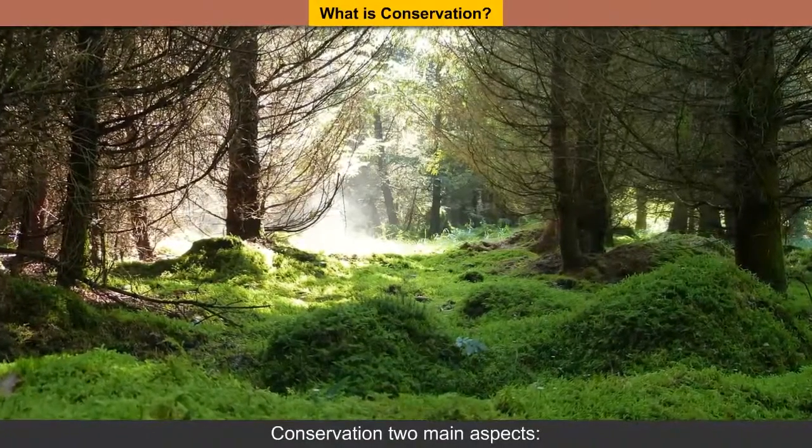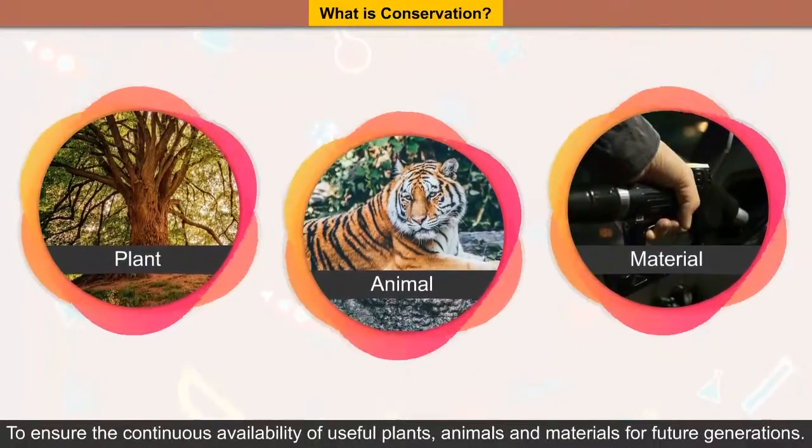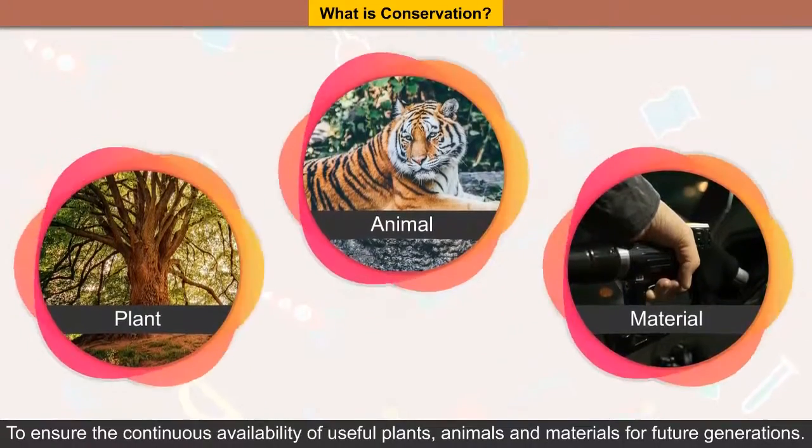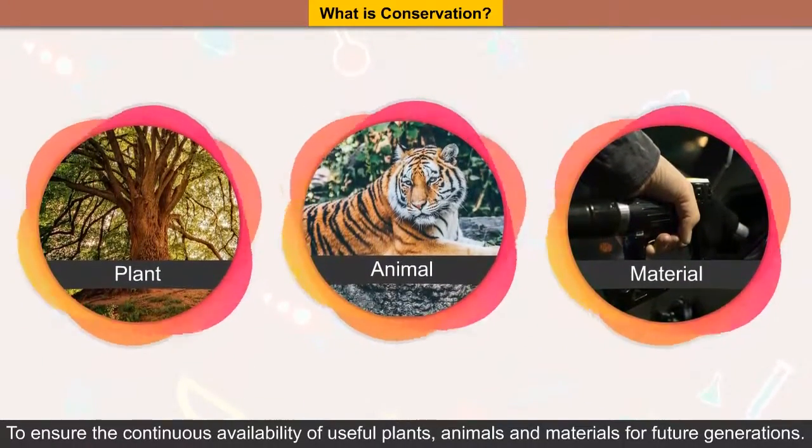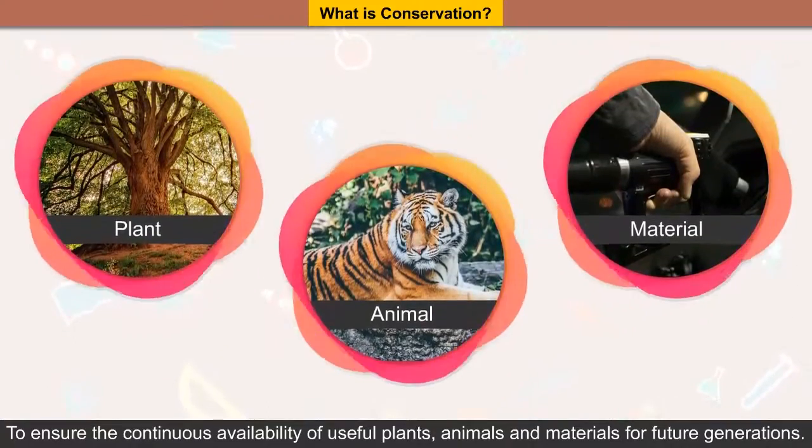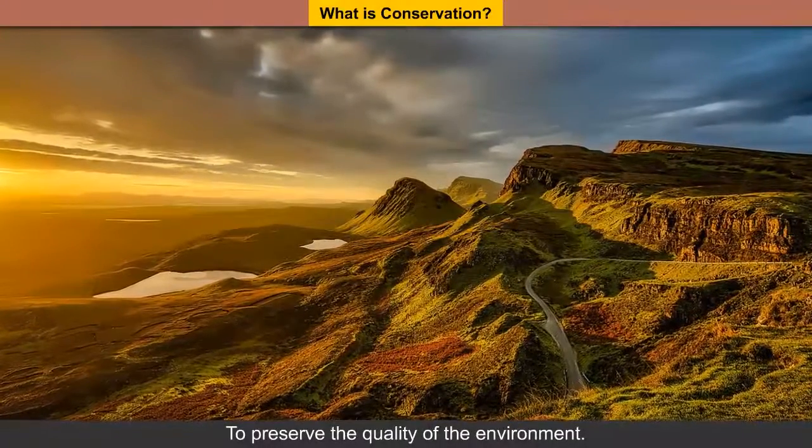Conservation has two main aspects: to ensure the continuous availability of useful plants, animals, and materials for future generations, and to preserve the quality of the environment.